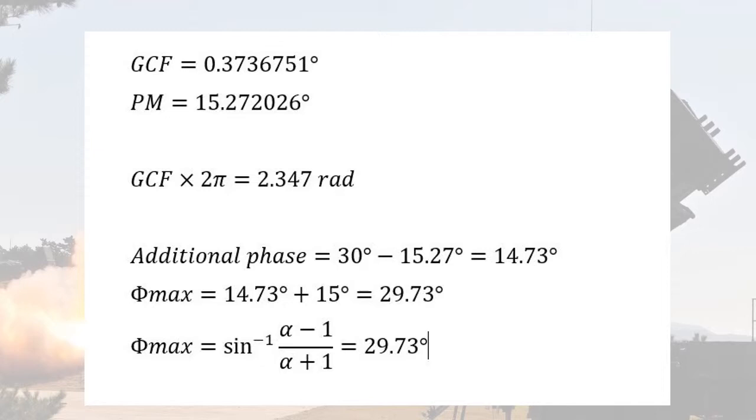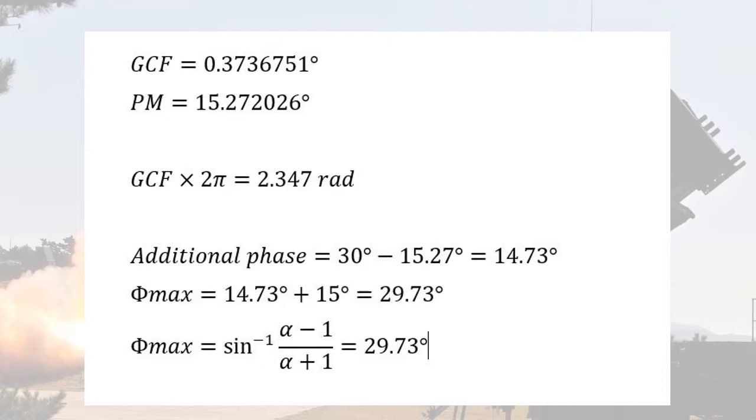Alright, now let's get back to the first step. From the Bode plot, we have found the gain crossover frequency and also the phase margin. The gain crossover frequency is about 0.3736751, while the phase margin is 15.272026 degrees. Now we have to convert this gain crossover frequency into radians by multiplying it with 2 pi, and we will get about 2.347 rad. This value is actually the omega m.